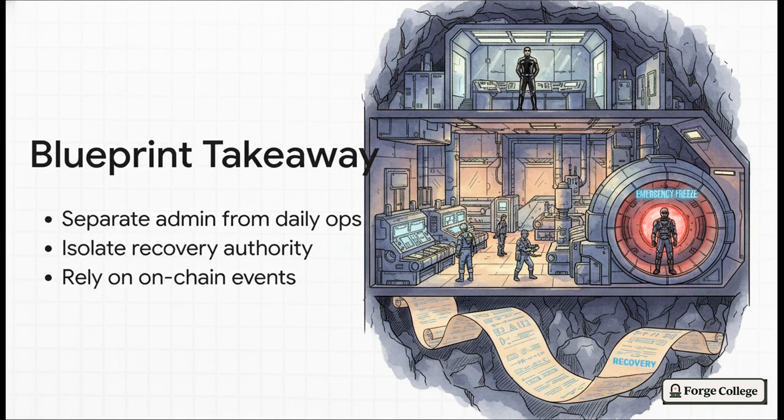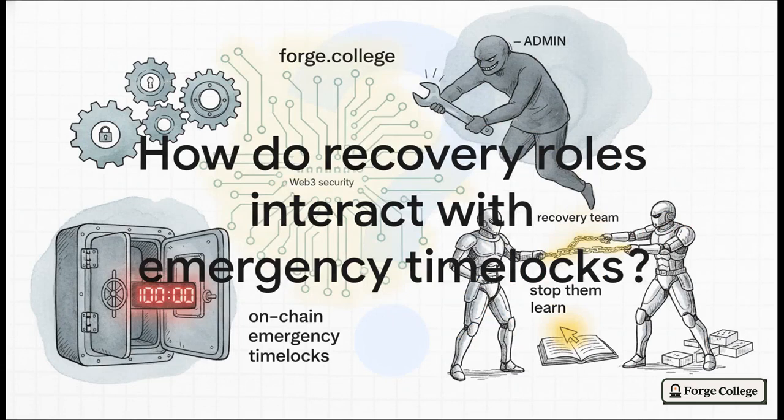If you build your role manager correctly, a compromised operator doesn't mean the whole system goes down. It just means the recovery team pushes a button and the threat is neutralized immediately. Before we wrap up, I want to leave you with a bit of a provocative thought to chew on. We've built an incredible revocation system today, but how will these recovery roles actually interact with on-chain emergency timelocks? I mean, if an admin wants to upgrade the vault, how do we give the recovery team enough time to stop them if that admin turns out to be malicious?